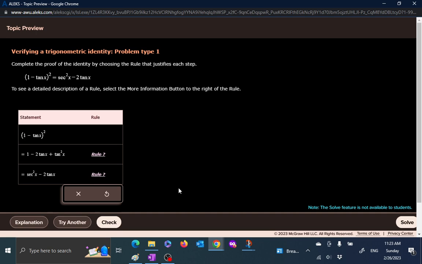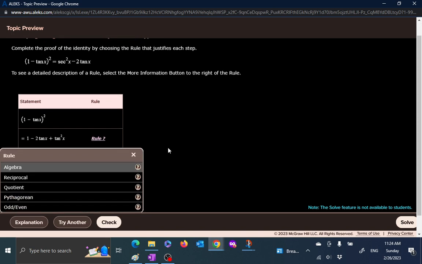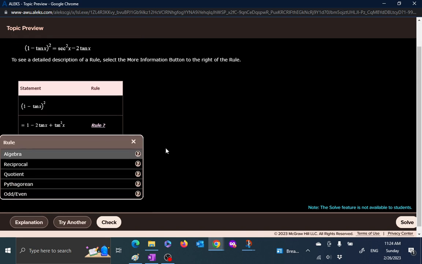Topic today is verifying a trigonometric identity, problem type 1. An identity is given and we are supposed to indicate what the steps in its derivation are. So here is a statement of the identity, and as you click on these rules, what you see is a collection of rules that we have referred to so far.